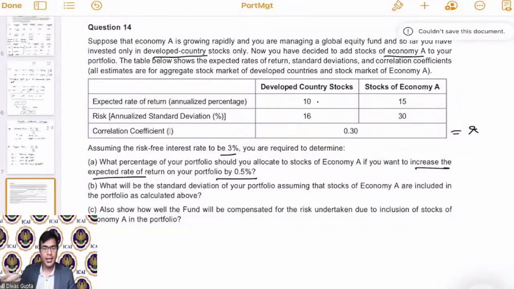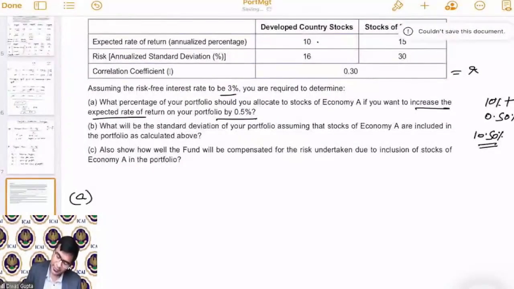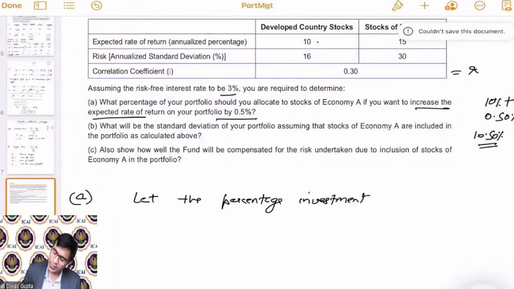Now, what is the current expected rate? It is 10%. And what is the question asking us to increase it to? By 0.5 percentage. So that means the total expected rate, the question is asking us to make it 10.5. Now solving A, let us assume the percentage investment in stock A to be X.